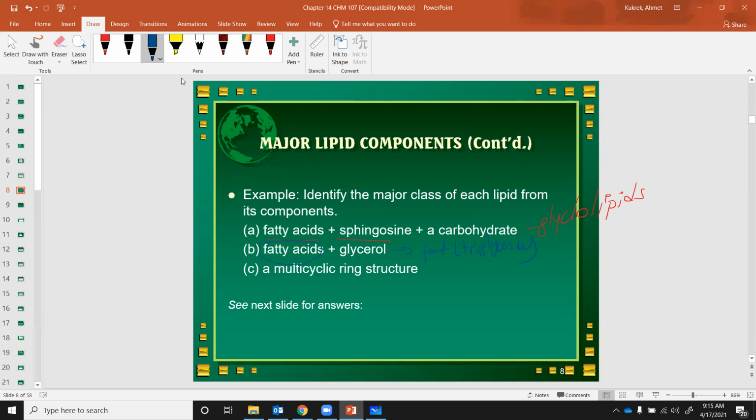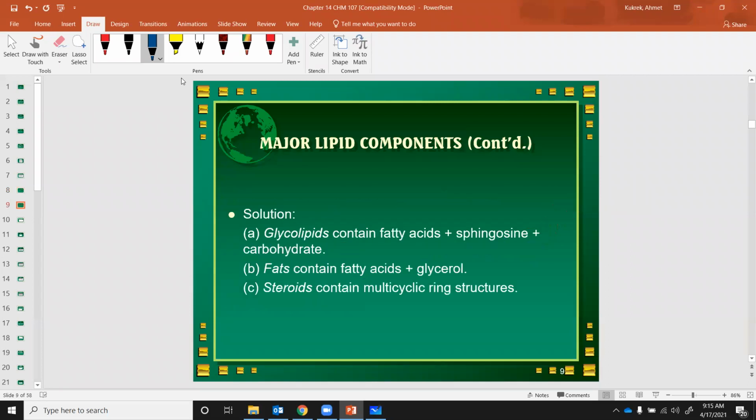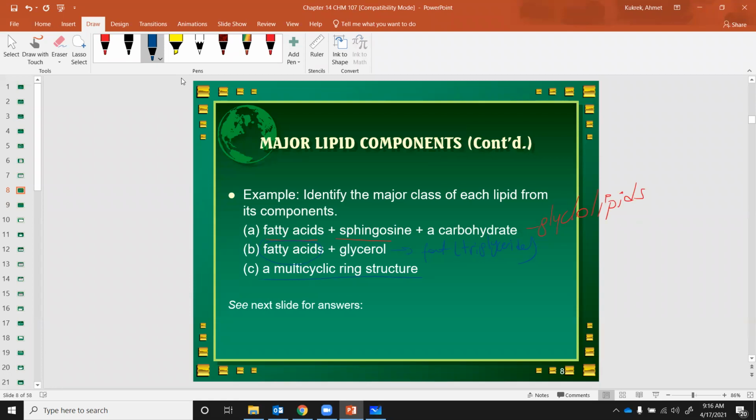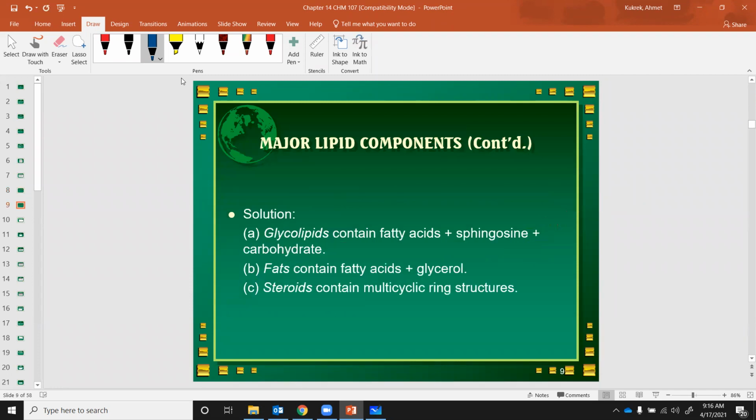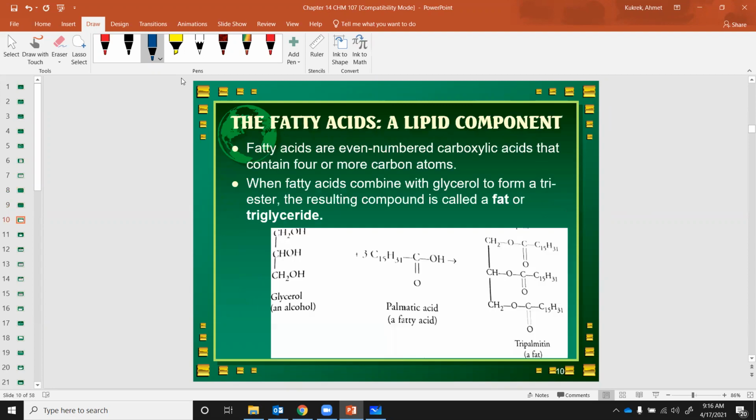Triglyceride. Okay. And fatty acids. And a multicyclic ring structure. That is the prostaglandin. Well, actually, multicyclic ring system is something we're going to cover; we haven't covered that yet. So let's skip this question for now. Again, this is another type of lipids, actually, not the prostaglandin, Carlos.